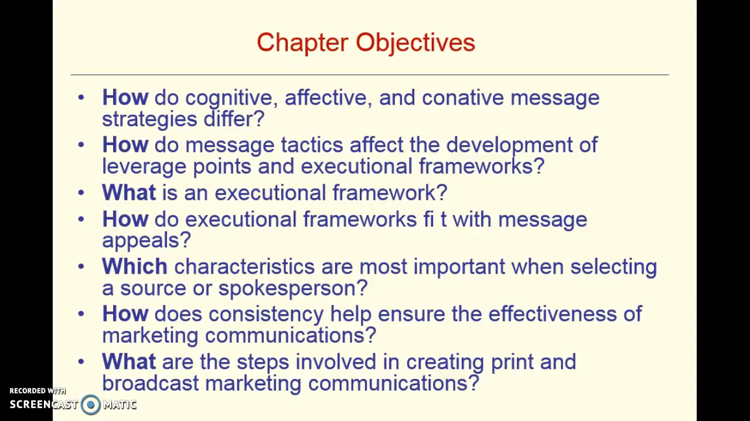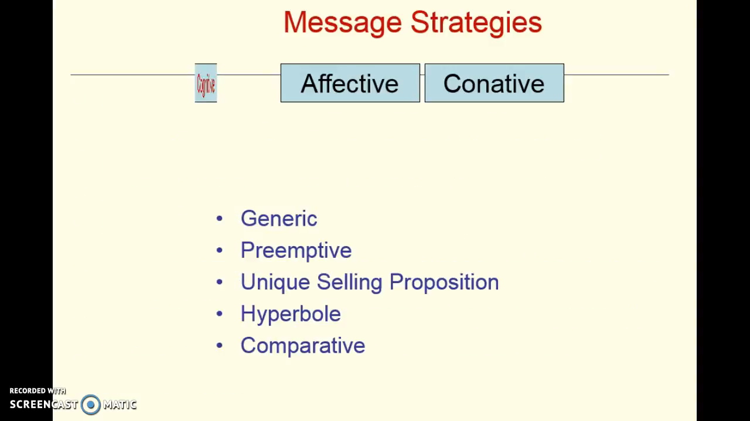Chapter Objectives. How do cognitive, affective, and conative message strategies differ? How do message tactics affect the development of leverage points and executional frameworks? What is an executional framework? How do executional frameworks fit with message appeals? Which characteristics are most important when selecting a source or spokesperson? How does consistency help ensure the effectiveness of marketing communications? What are the steps involved in creating print and broadcast marketing communications?